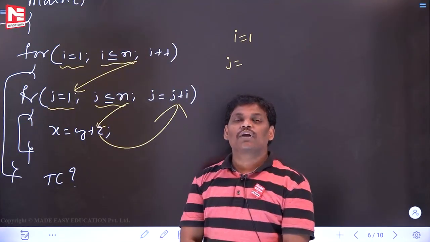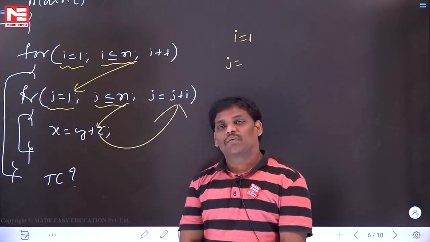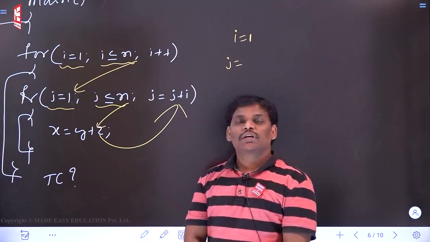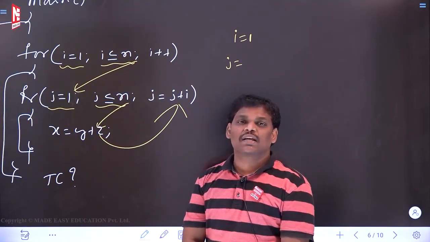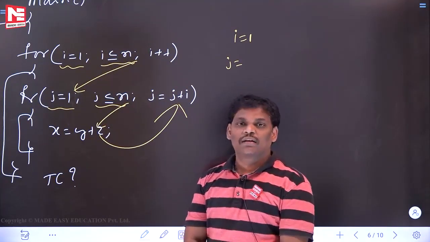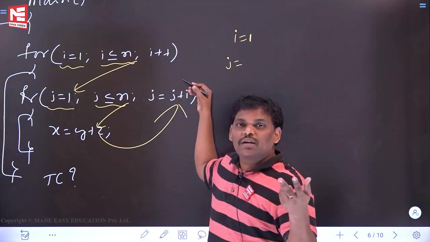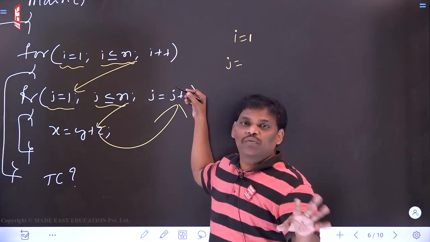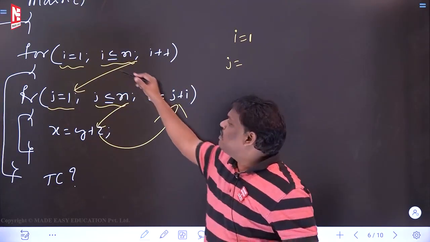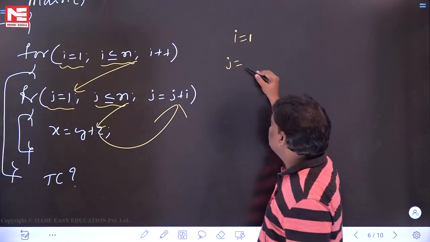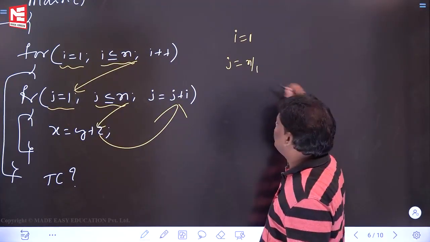Every time 1 plus 1 plus 1 plus 1, n by 1. If j is always incrementing by plus 2, then n by 2. If j is always incrementing by plus 3, then n by 3, you know very well, right? So whenever i value is 1, j is always incrementing by 1, then the j loop will go n by 1 time.